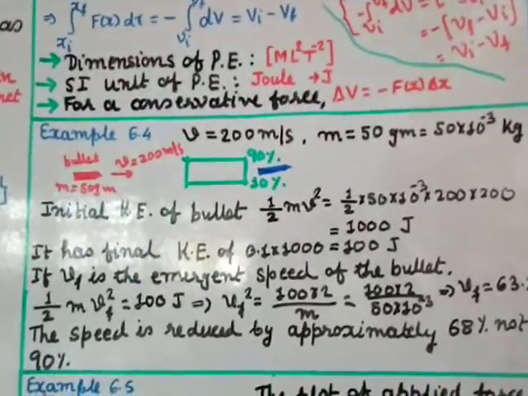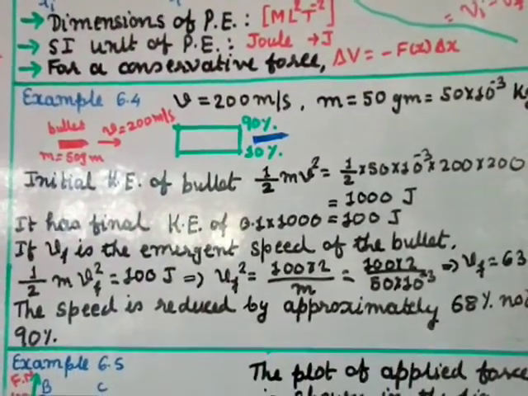So that is the solution for example 6.4. Example 6.5. A woman pushes a trunk on a railway platform which has a rough surface. She applies a force of 100 Newton over a distance of 10 meters.